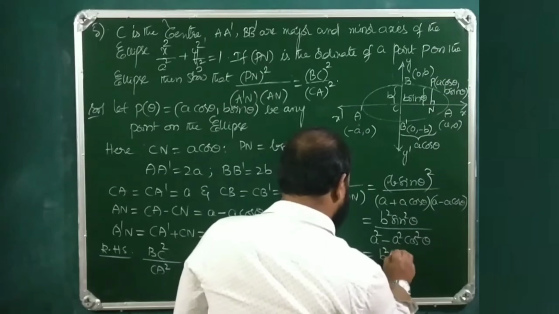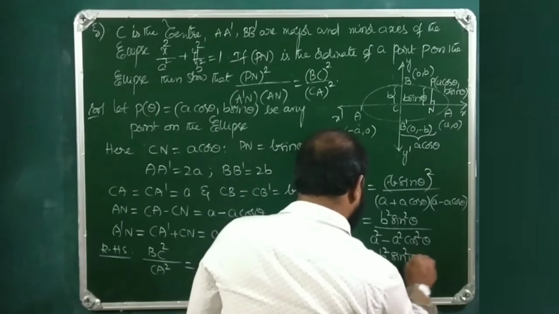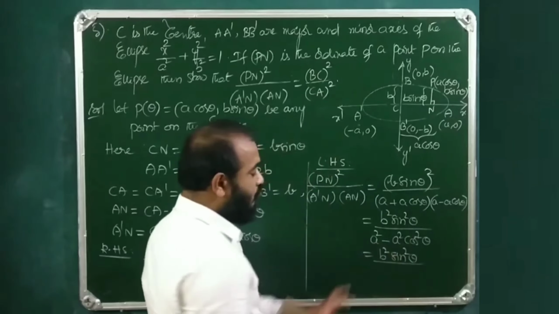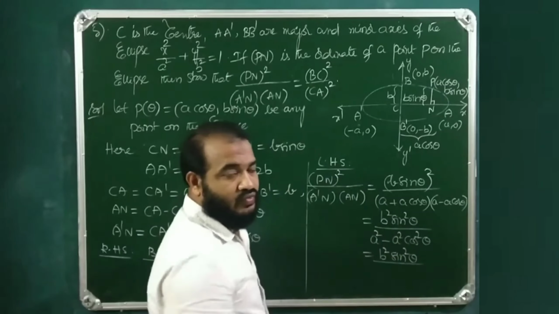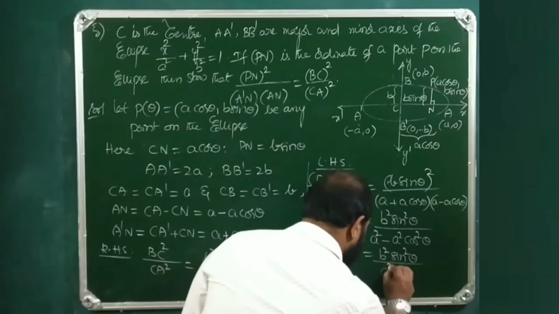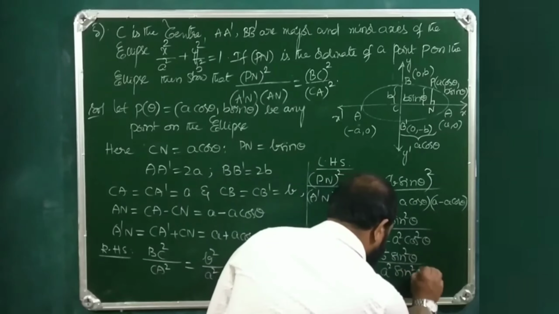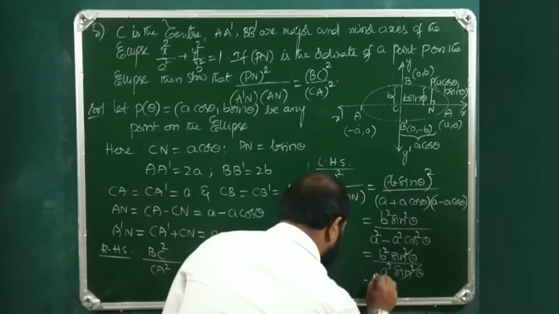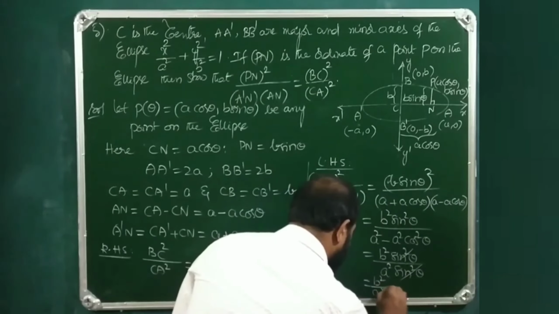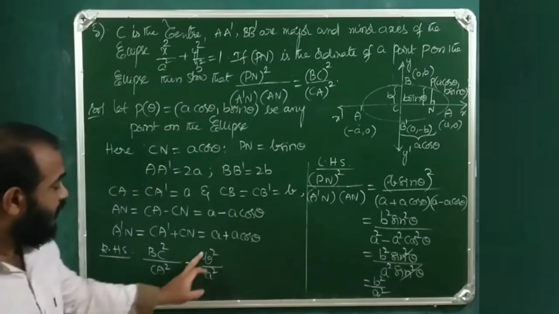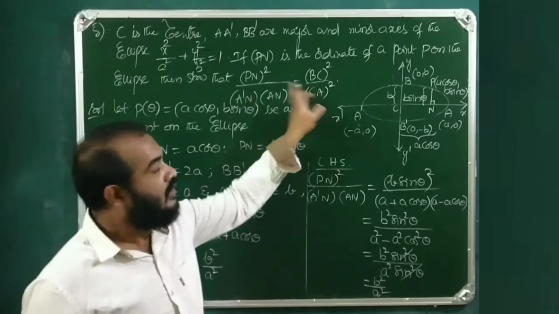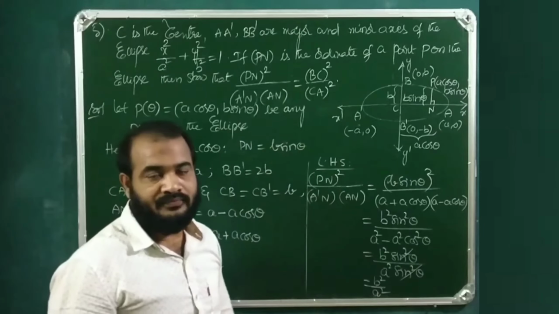So B square sin square theta by, so take A square in common. So A square into 1 minus cos square theta. 1 minus cos square theta is sin square theta. Therefore this is A square sin square theta. So this is equals to B square by A square. Therefore LHS and RHS is B square by A square. Therefore this is proved.